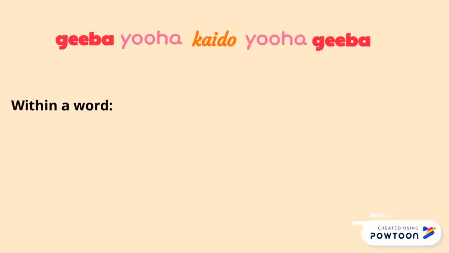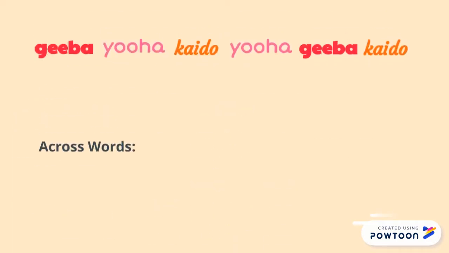Within a word, certain syllables always follow each other. For example, in the word giba, gi is always followed by ba. Across words, the next syllable is unpredictable. For example, the word giba can be followed by any other syllable, such as yu or kai.